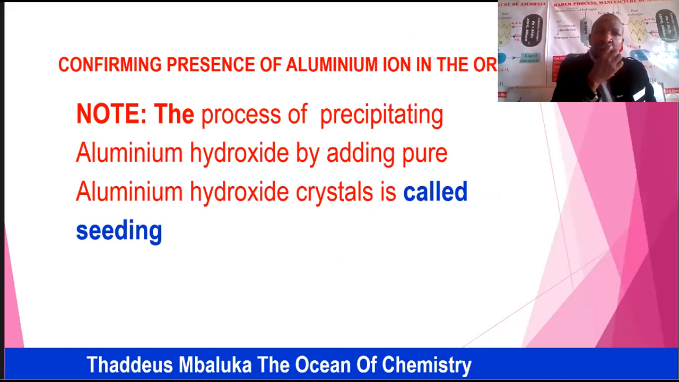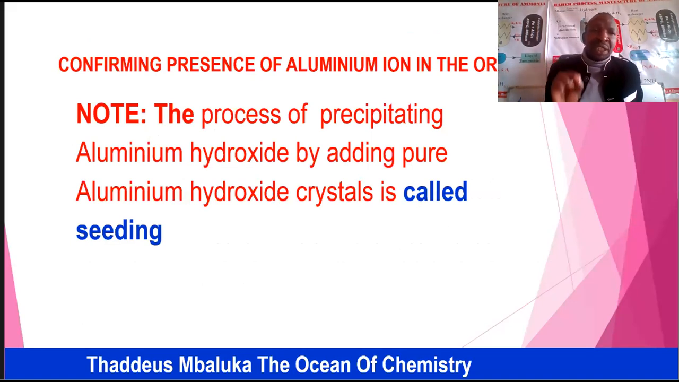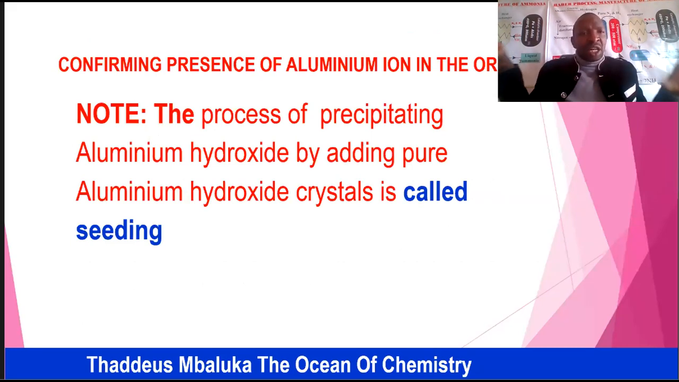Yes. Now, a very important thing to note. The process of precipitating aluminium hydroxide by adding pure aluminium hydroxide crystals is called seeding. So that one is called seeding, whereby you are precipitating the aluminium hydroxide using aluminium hydroxide crystals.